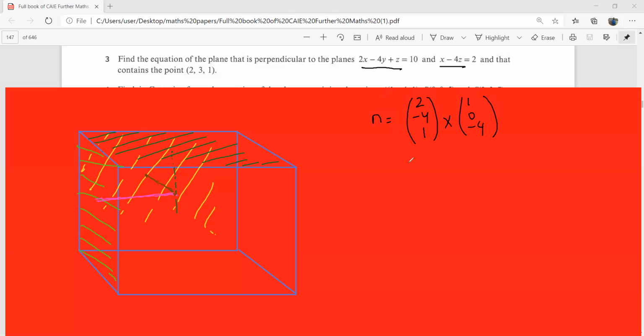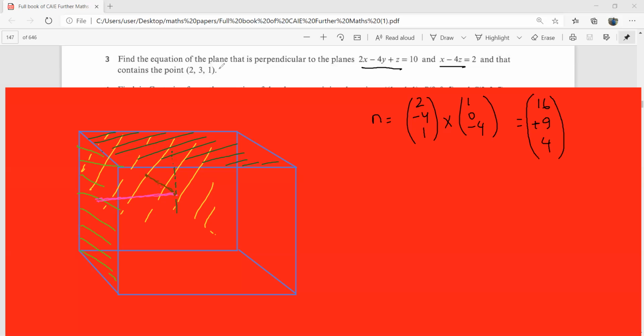Do you understand this picture? Yes? These are the normals to plane 1 and plane 2. Yes. Okay, so let's do that quickly. I have here 16. Then I have minus 8, minus 1 is minus 9. So this is going to be 9. And the last one is going to be 4. So this is the normal to the required plane.